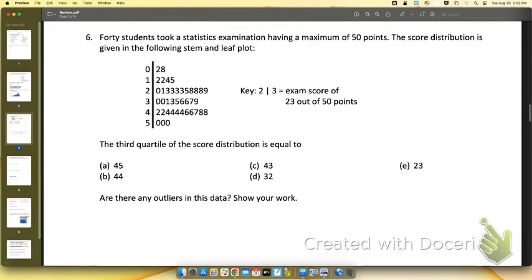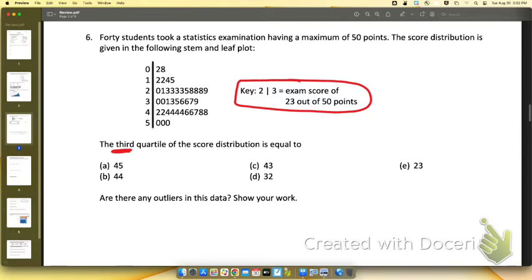Number 6, 40 students took a statistics exam having a maximum of 50 points. The score distribution is given in the following stem and leaf plot. So again, we have our key. That's extremely important to make sure you have. And we need to find the third quartile. So to find the third quartile, I'm going to first of all need to find the median of this distribution.